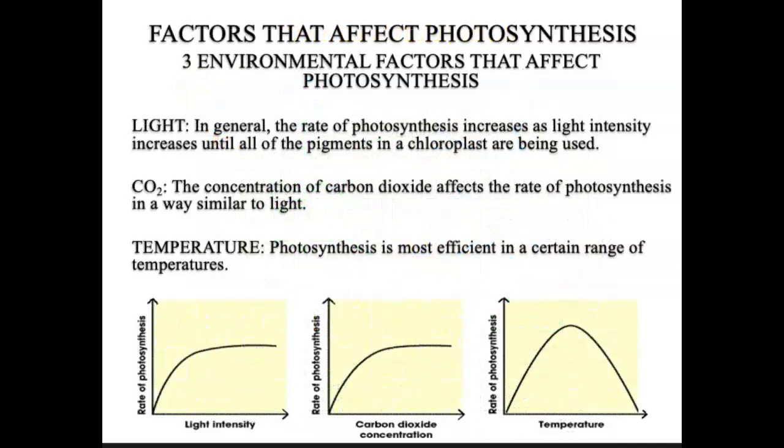The more light that a plant absorbs, the more photosynthesis that occurs up to a point, and then it essentially is photosynthesizing as fast as it can. The more carbon dioxide a plant takes in, the faster the photosynthesis occurs, again up to a point. And most plants are going to function within a specific range of temperatures to photosynthesize most efficiently.